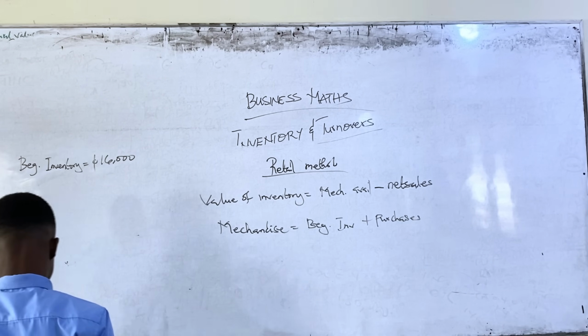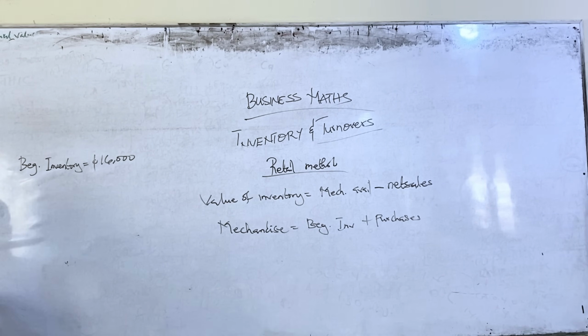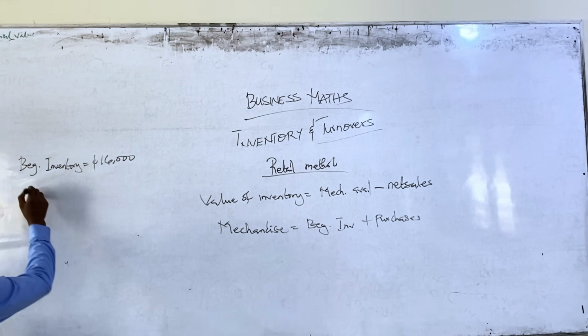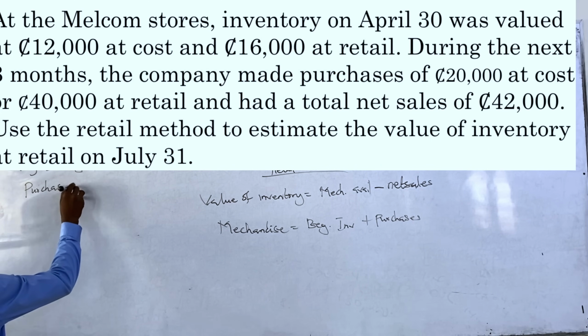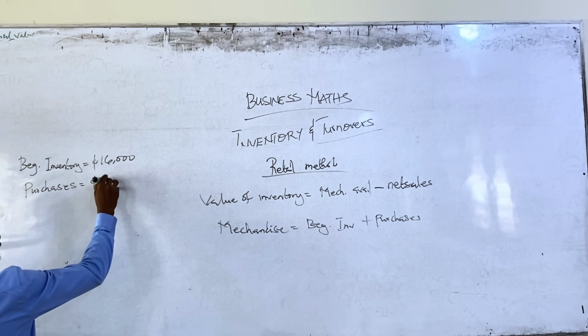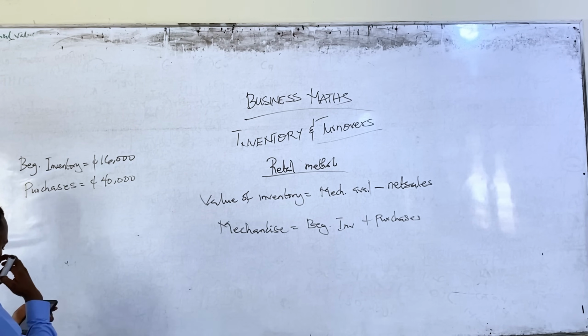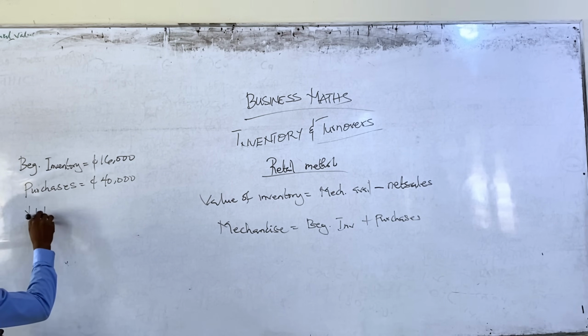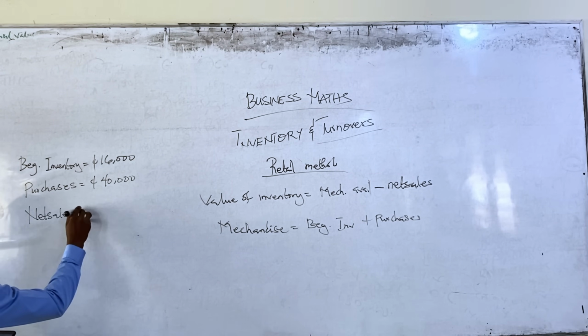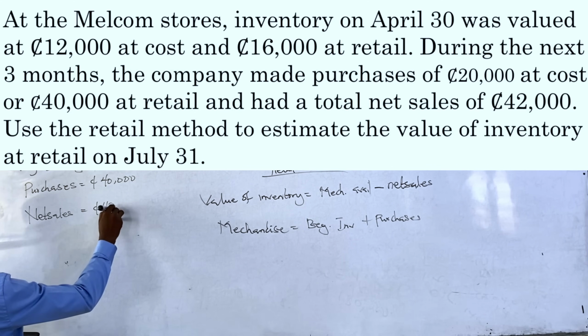Then during the next 3 months, the company made purchases of 20,000 at cost. We don't need cost, so move on. Or 40,000 at retail. So purchases was 40,000. We are interested in the ones at retail. And had a total net sales of 42,000. And net sales has been given as 42,000. Okay.